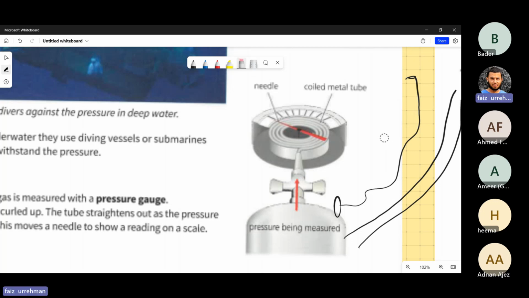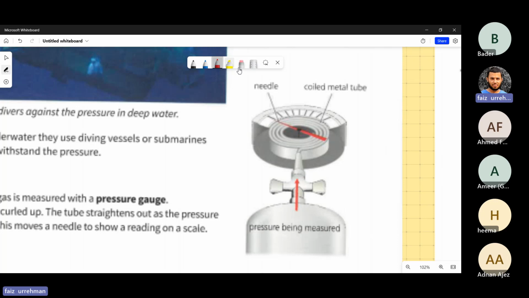Similarly, in this coil, what happens? This coil is twisted like this. But when a heavy pressure goes through it, it tries to become straight. In this way, the needle moves. So you can judge what the pressure inside is, whether it is high pressure or low pressure.